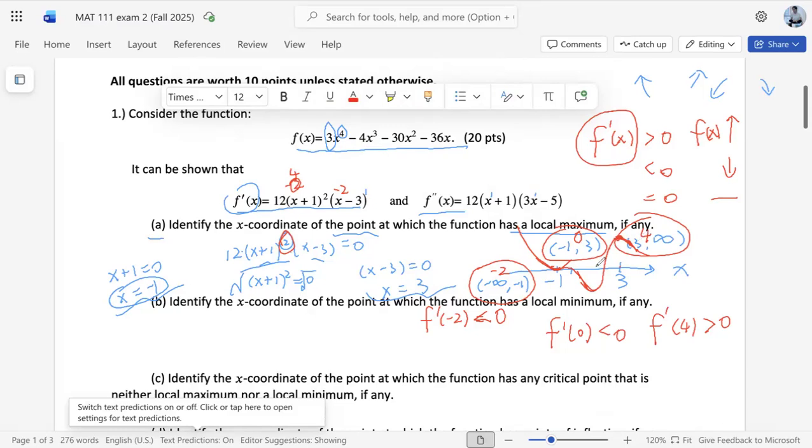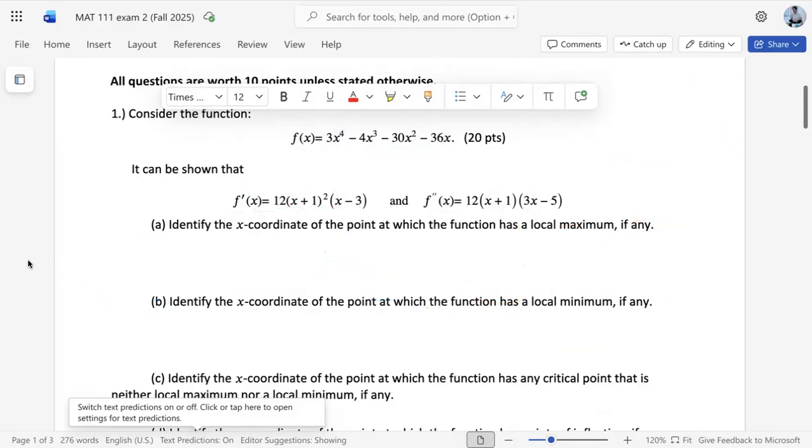Okay, so now we know, because it goes from decreasing to increasing at 4. So in this interval, it increases. So we know the local maximum. Right? So this is a local minimum, then at 3 is a local maximum. So after all this work, we see x equals 3, because it only wants the x coordinate.